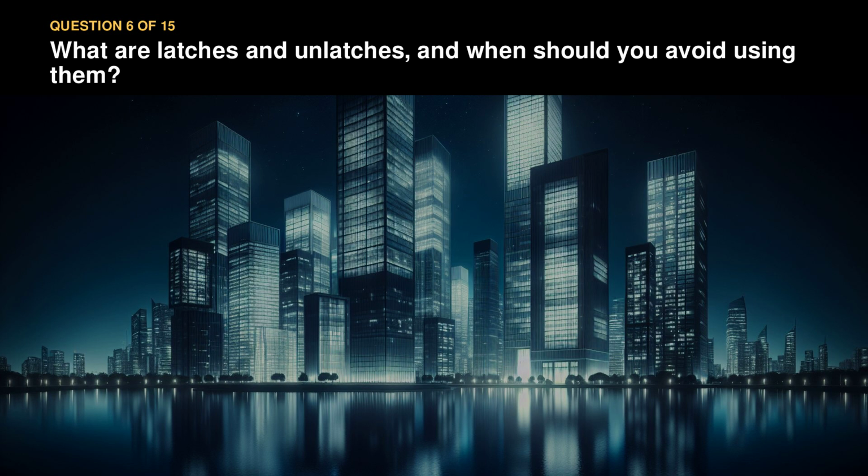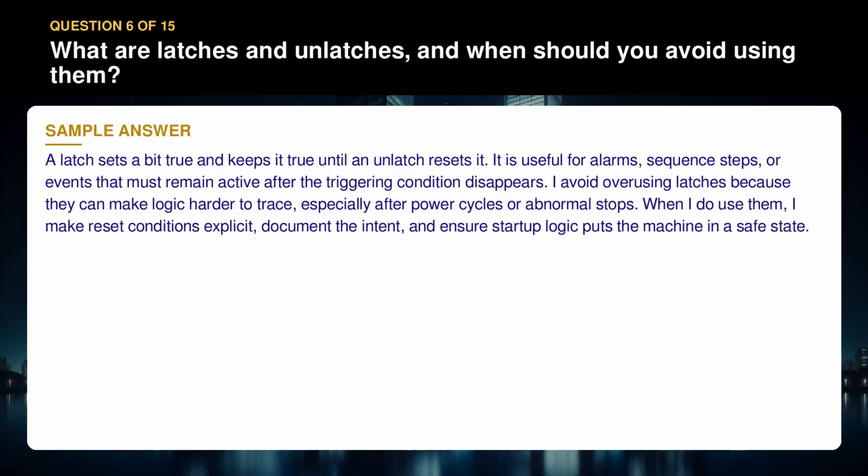Question 6. What are latches and unlatches, and when should you avoid using them? A latch sets a bit true and keeps it true until an unlatch resets it. It is useful for alarms, sequence steps, or events that must remain active after the triggering condition disappears. I avoid overusing latches because they can make logic harder to trace, especially after power cycles or abnormal stops.